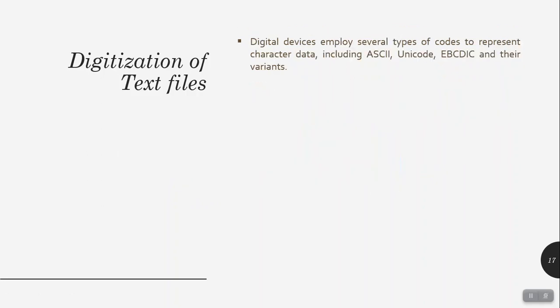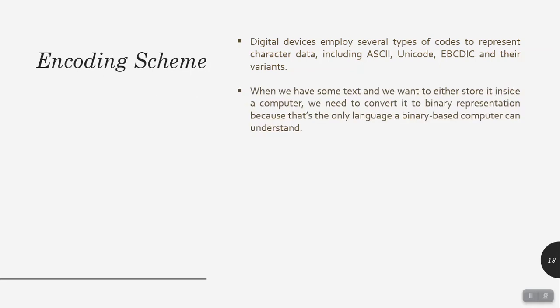Digital devices employ several types of codes to represent character data, including ASCII, Unicode, EBCDIC, and their variants. When we have some text and we want to store it inside the computer, we need to convert it to binary representation because that's the only language a binary-based computer can understand. Let's talk about ASCII.